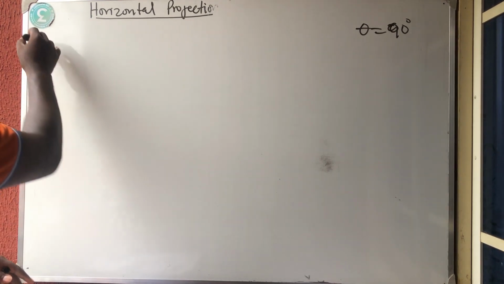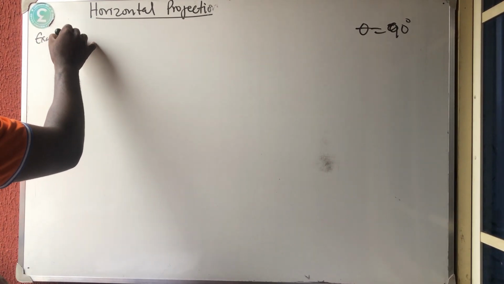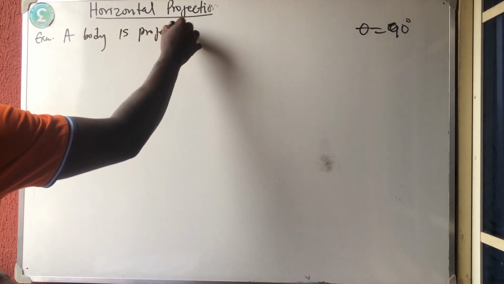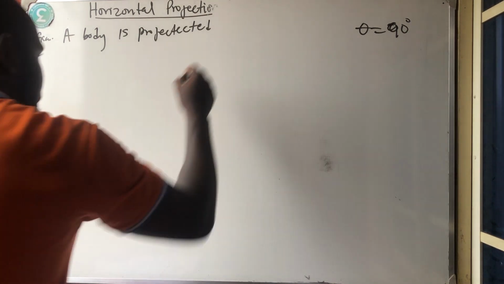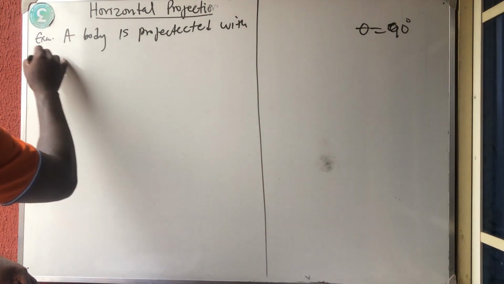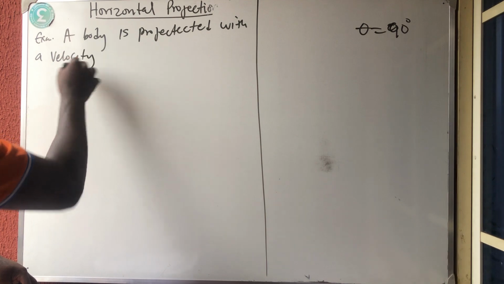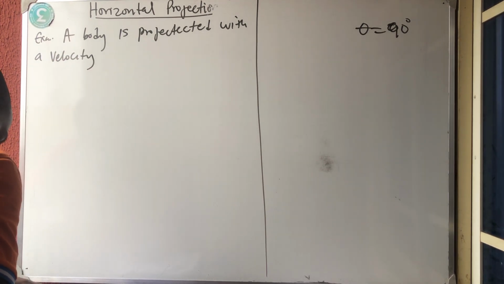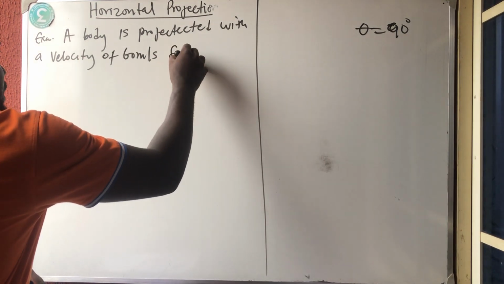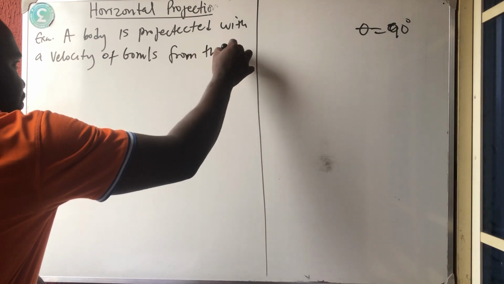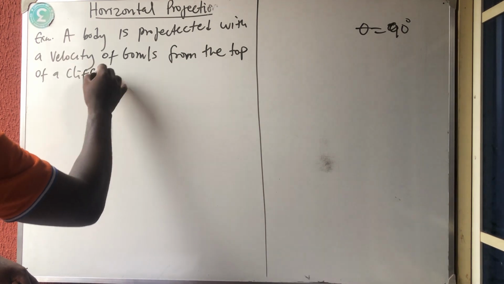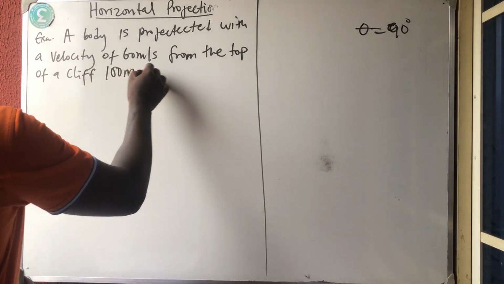The first question says, for example, a body is projected with a velocity of 60 meters per second from the top of a cliff 100 meters above the ground.